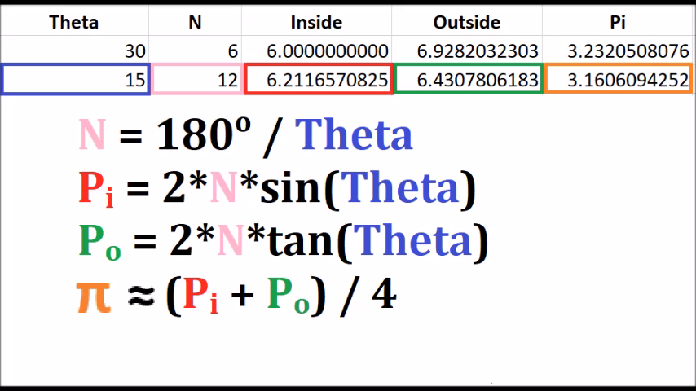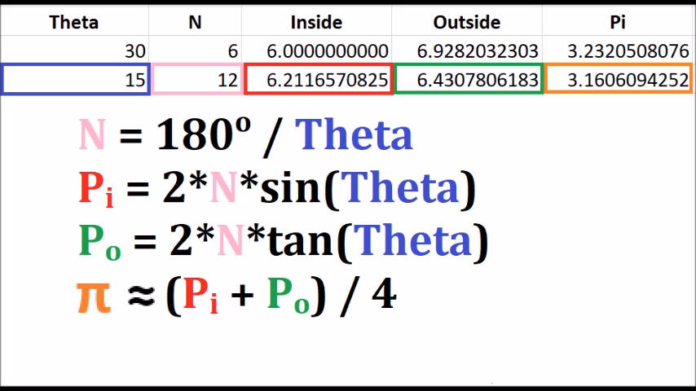Now just a quick recap of how we calculate the value in each column. The angle theta, in degrees, is half the value directly above it. 15 is half of 30 in this case. The number of sides n is 180 divided by theta.